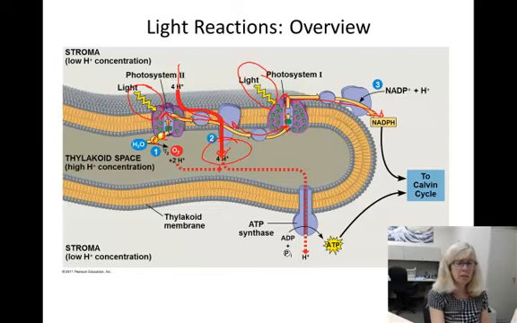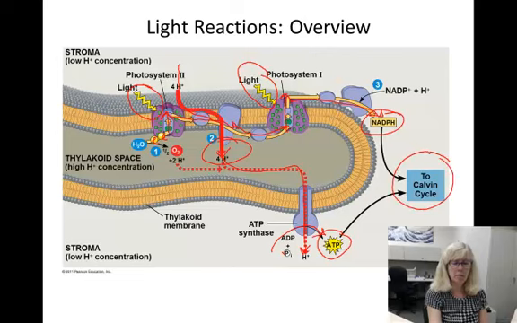Our hydrogen ions, which have been pumped into the thylakoid space, are now allowed to flow through an ATP synthase, which turns ADP and phosphate into ATP, and this ATP, along with our NADPH, then progresses to the second part of photosynthesis.